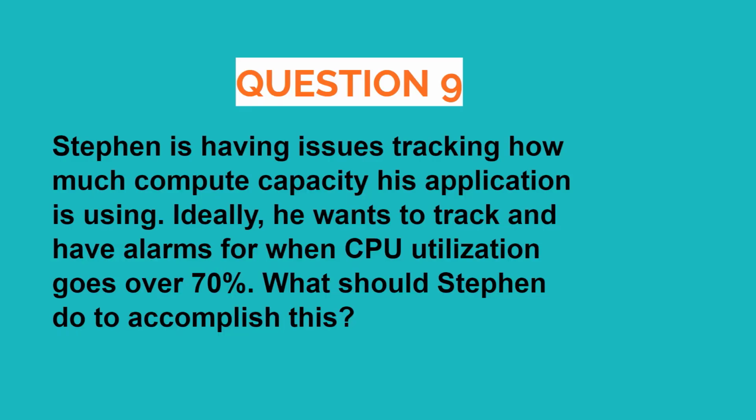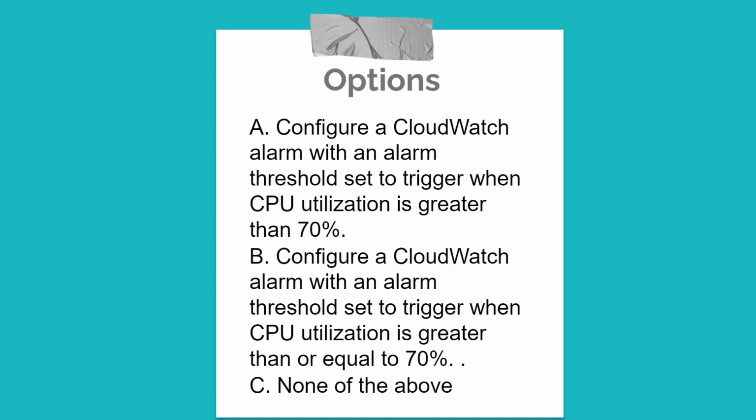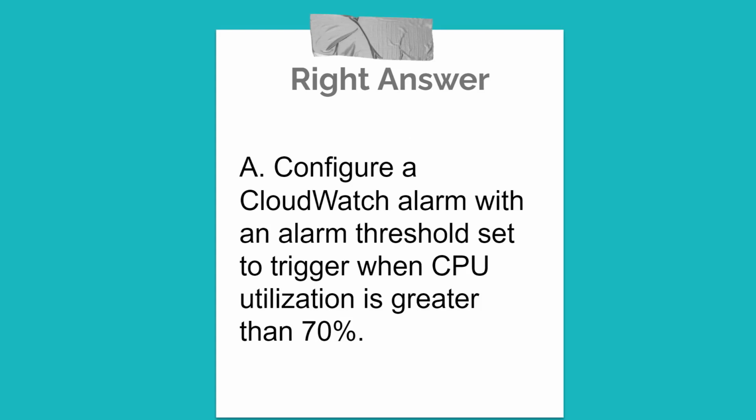Question 9. Stephen is having issues tracking how much compute capacity his application is using. Ideally, he wants to track and have alarms for when CPU utilization goes over 70%. What should Stephen do to accomplish this? Option A. Configure a CloudWatch alarm with an alarm threshold set to trigger when CPU utilization is greater than 70%. B. Configure a CloudWatch alarm with an alarm threshold set to trigger when CPU utilization is greater than or equal to 70%. C. None of the above. Right answer is A.